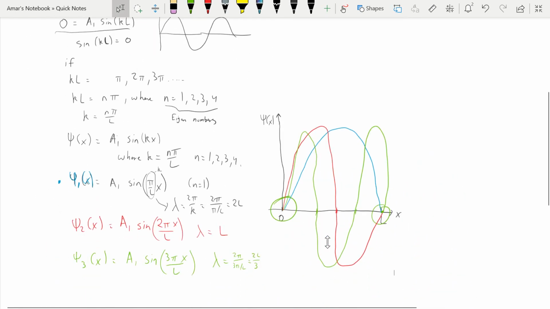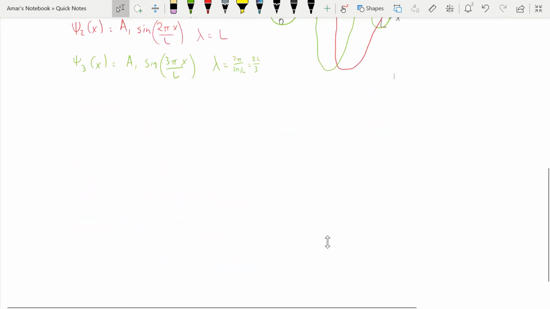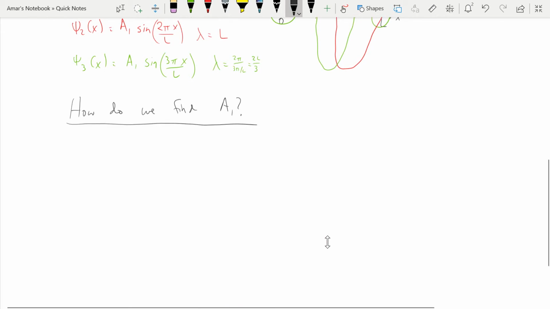Now, the last step here is how do you find A? I'm just going to go over that real quick. So how do we find A1? There's another equation that you can take into account in order to find A1. And that equation is something that we talked about earlier. It's the condition that the probability that the electron exists over the entire space is equal to 1.